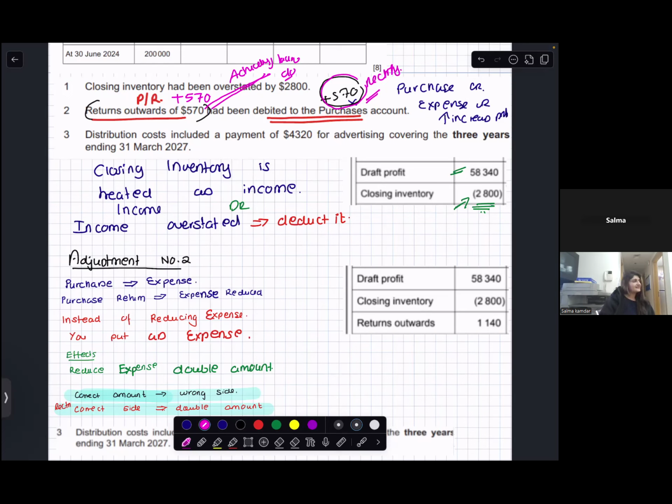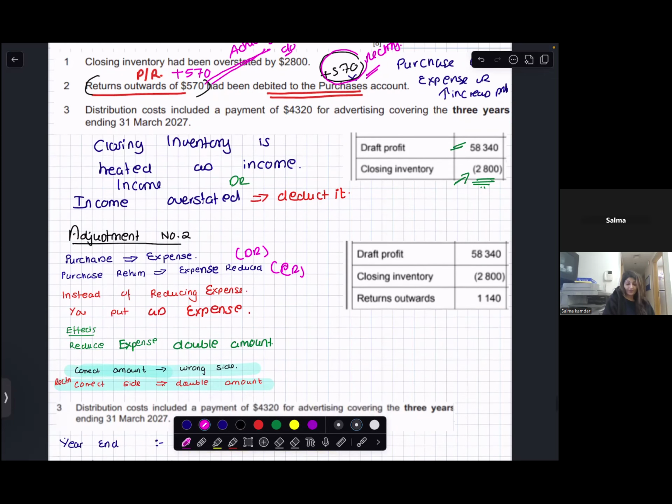Purchases have what balance? Debit balance. Purchase returns has what balance? Credit balance. There is another rule to it also, if you remember from control account reconciliation. If you put the right amount in the wrong side, you do the rectification on the correct side, double the amount.